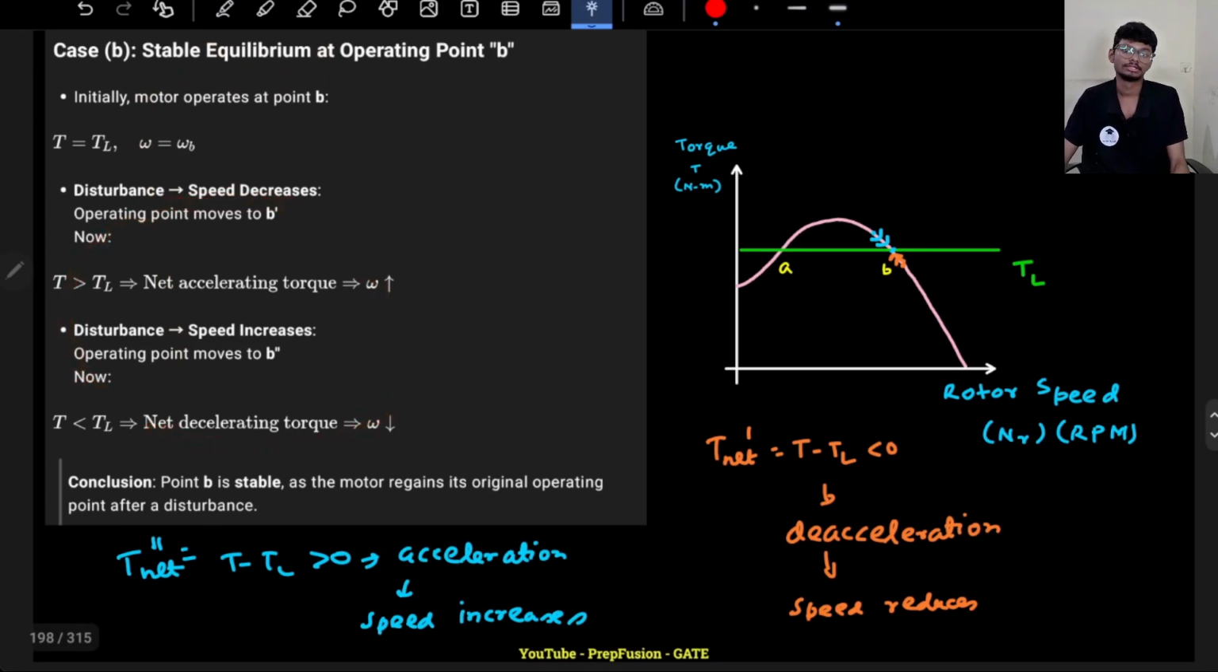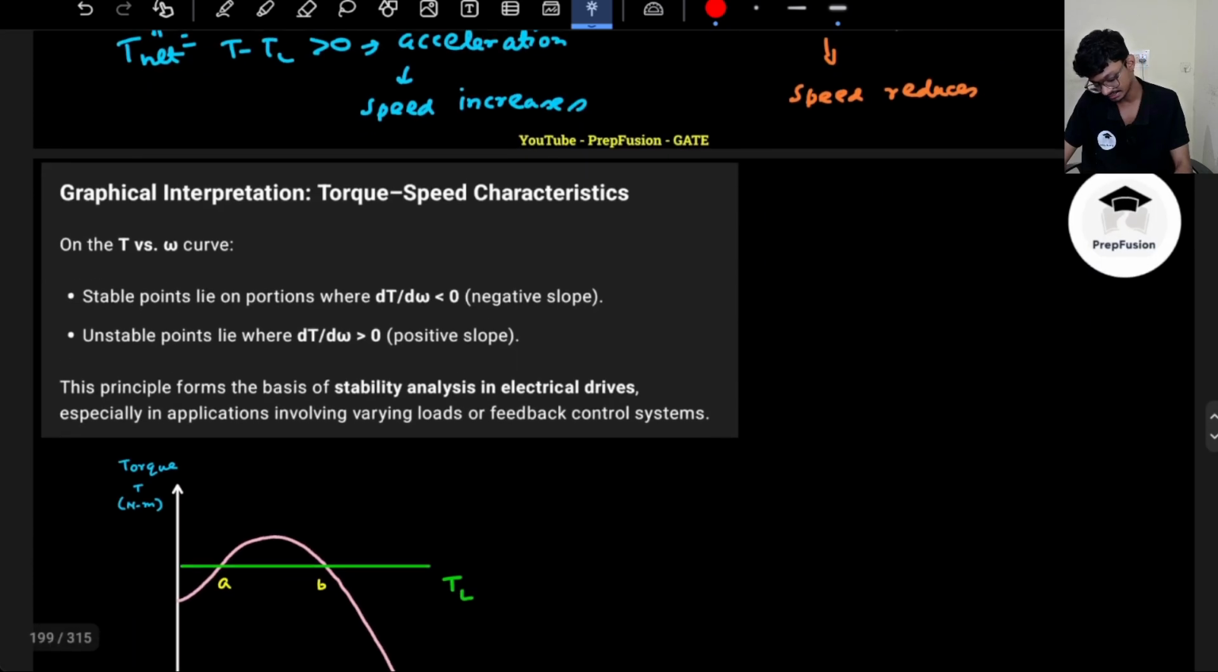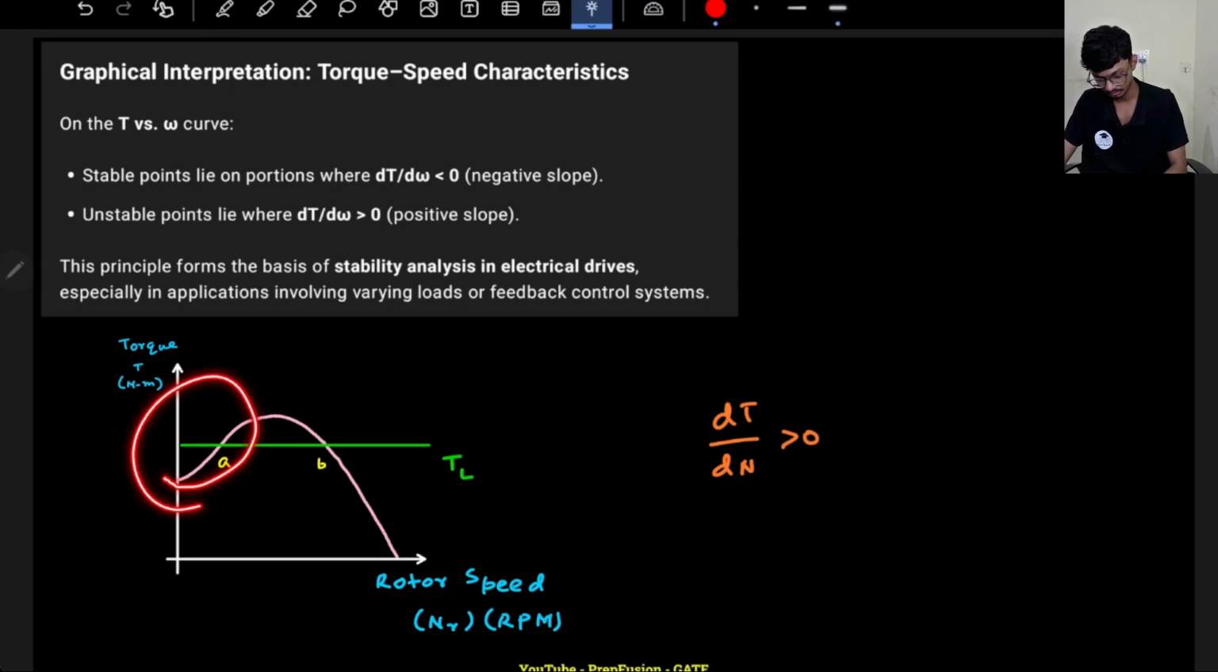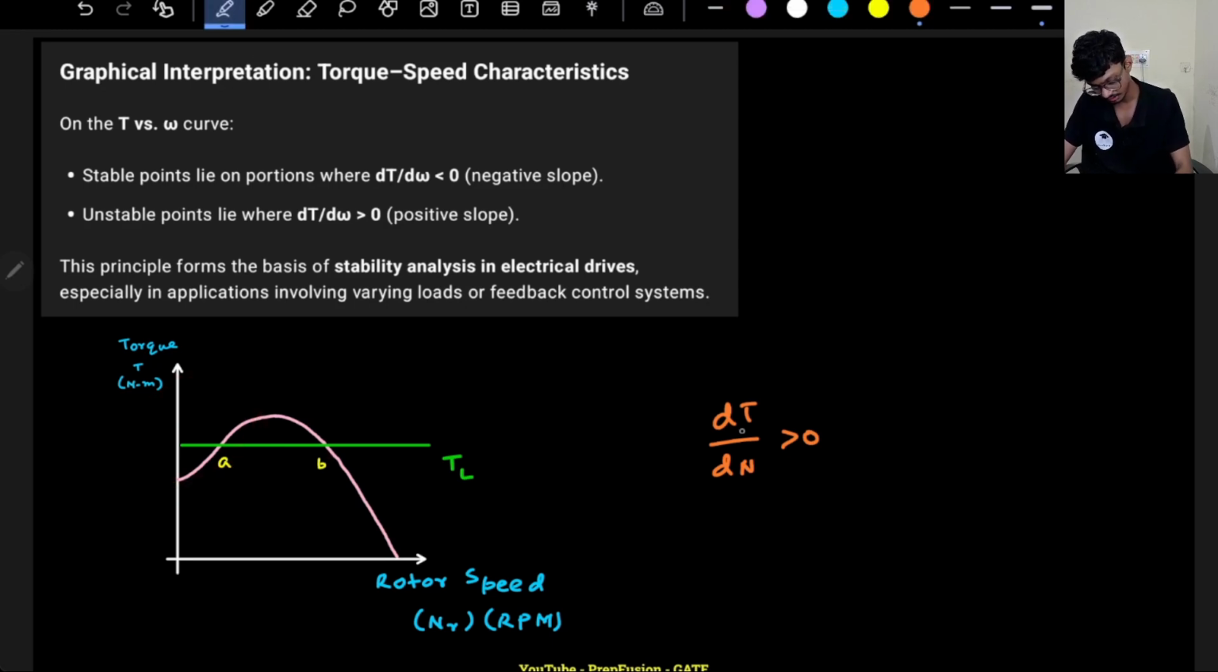But mathematically, what is the understanding? Mathematically, if you observe the slope of the graph, dT/dN, it was positive at this point, point A. And if you observe dT/dN at point B, it was negative.